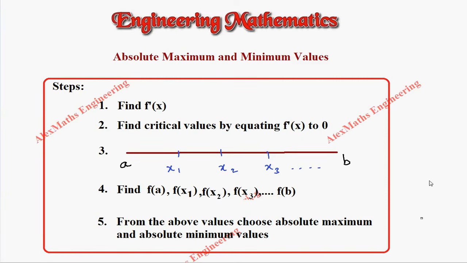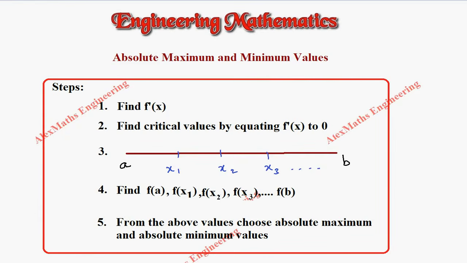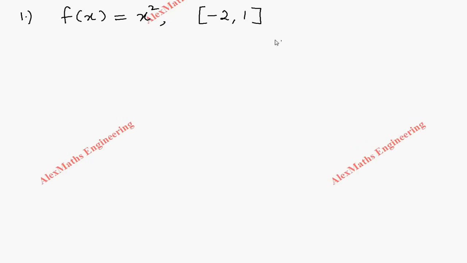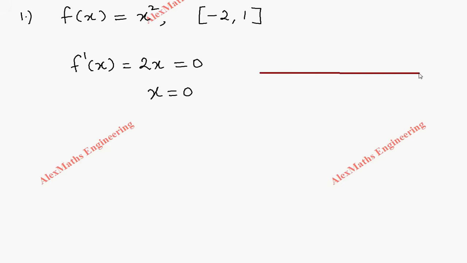Let's solve a few problems. Question number 1. F of x is equal to x square in the closed interval minus 2 comma 1. As per the procedure, find f dash of x, which is 2x here, and we have to equate it to 0 to get x. When 2x is 0, x is also 0. Take a small number line using the given closed interval minus 2 and 1. Plot the critical value in between. So the only critical value is x equal to 0.